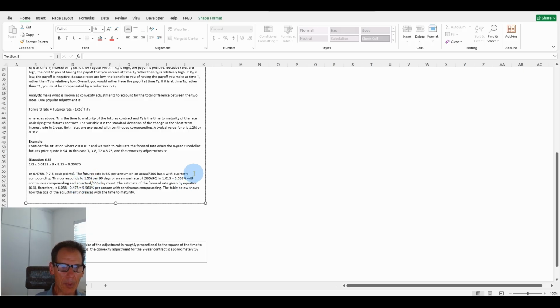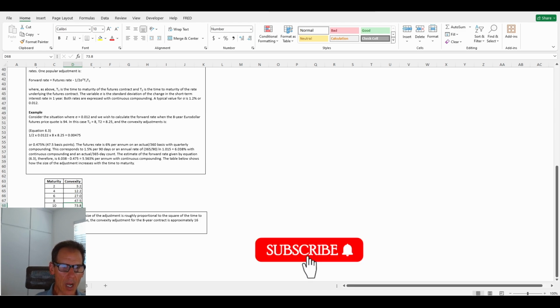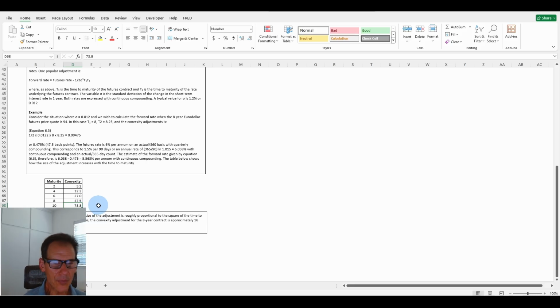The table below shows how the size of the adjustment increases with the time to maturity. So we have maturity 2 years, convexity adjustment 3.2, and it goes all the way up to 73.8. We see from this table that the size of the adjustment is roughly proportional to the square of the time to maturity of the futures contract. Thus, the convexity adjustment for an 8-year contract is approximately 16 times that for a 2-year contract.